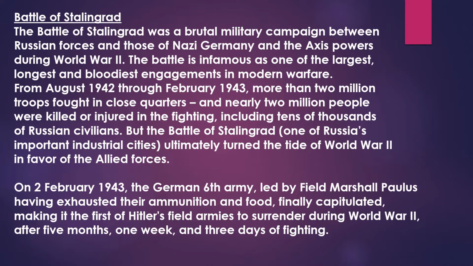But the Battle of Stalingrad, being one of Russia's important industrial cities, ultimately turned the tide of World War II in favor of the Allied forces. On 2 February 1943, the German Sixth Army, led by Field Marshal Paulus, having exhausted their ammunition and food, finally capitulated, making it the first of Hitler's field armies to surrender during World War II after 5 months, 1 week, and 3 days of fighting.